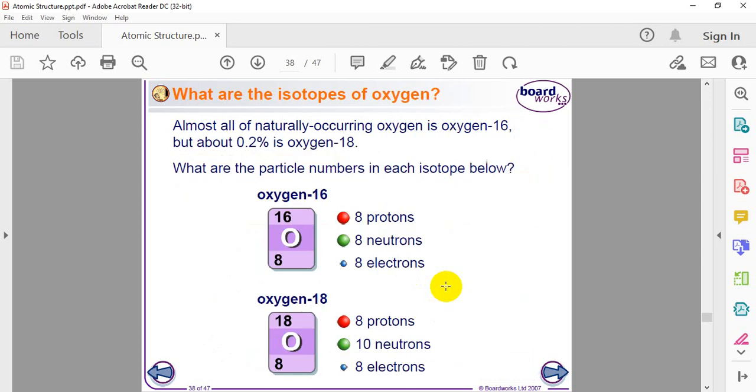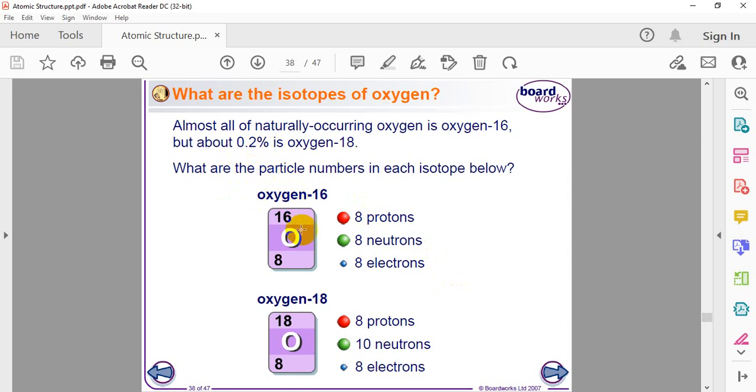Almost all naturally occurring oxygen is oxygen 16, but about 0.2% is oxygen 18. So oxygen 16 is about 99.8%, whereas oxygen 18 is only 0.2%.